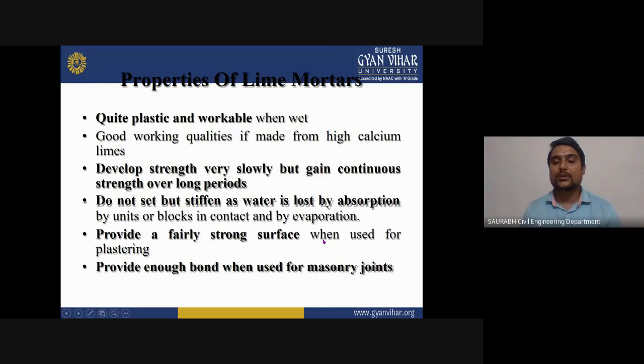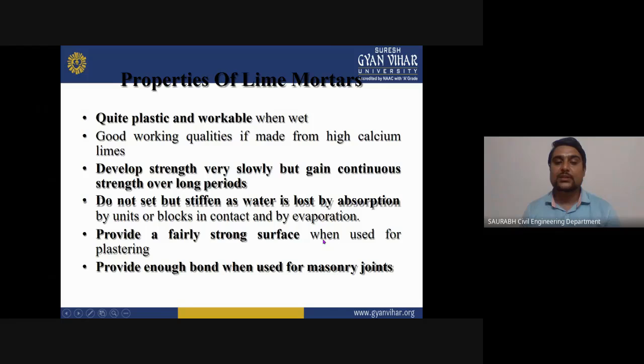Now we will see the properties of lime mortar. What are the properties of lime mortar? We will see here, it is quite plastic and workable when wet. Good working quality if made from high calcium lime. Develops strength very slowly but gains continuous strength over a long period.